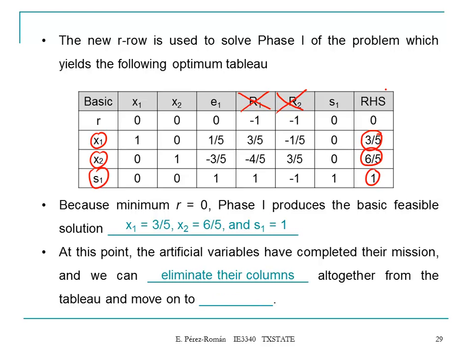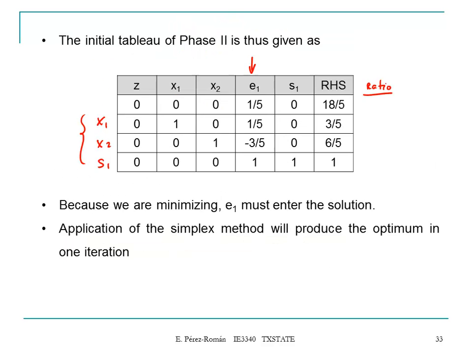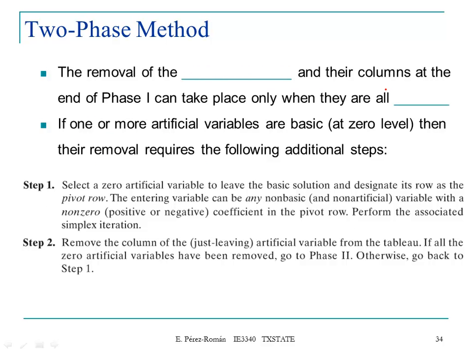Let me go back and show you this. Basically what we are saying is we can delete these two columns from here because R1 and R2 are not part of the basic solution. So at that point you can tell, okay, we don't need this anymore. We can remove that. But that's not always the case, and that's why we are referring to these extra steps. So in the case that you found your optimal solution for phase 1, but you still have an artificial variable as part of your solution, then you need to follow these two steps.